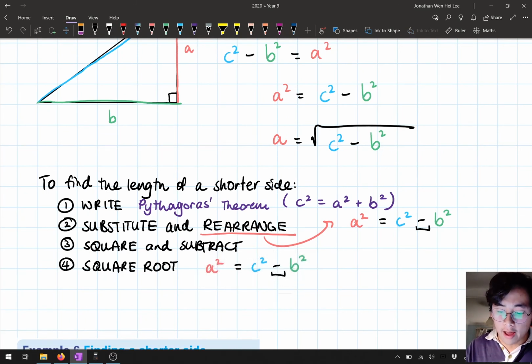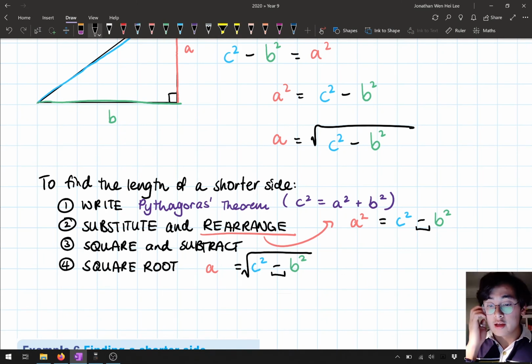When we're trying to solve for A, we get rid of that square sign and put a square root here. And so we've got A is equal to the square root of C squared minus B squared.